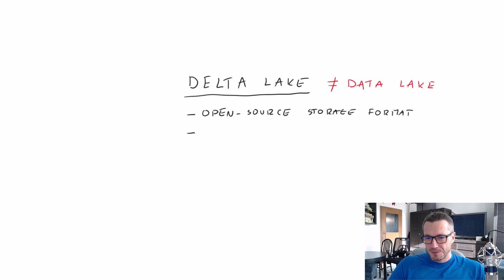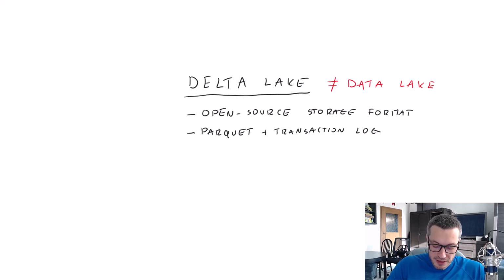Now, under the hood, Delta Lake is just Parquet files, so it uses Parquet, the same format that we discussed last time, and it adds a transaction log on top of it. And that's this super cool thing that adds additional features to Parquet. And this transaction log is saved just as JSON files. So yet another file format that you should be already familiar with.